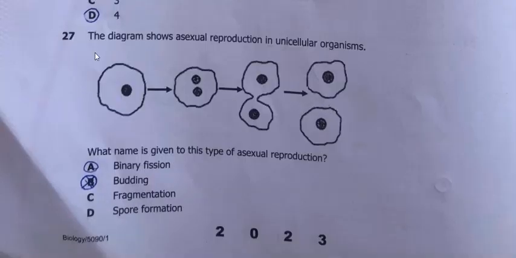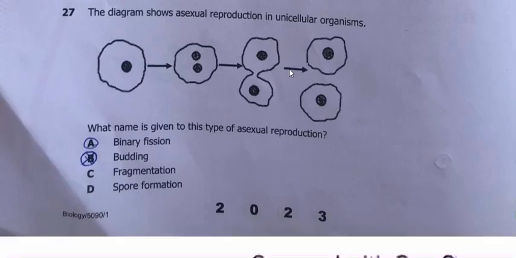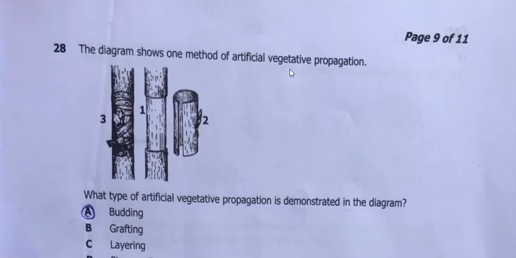Then we have: the diagram shows asexual reproduction in unicellular organisms. What name is given to this type of asexual reproduction? So here the answer is binary fission. That's the answer.